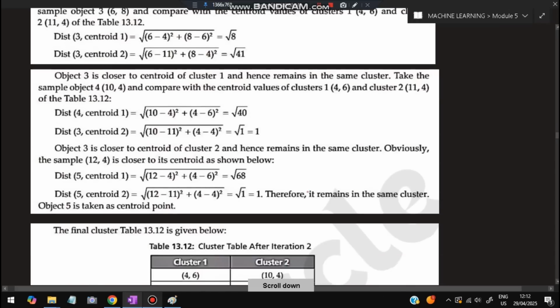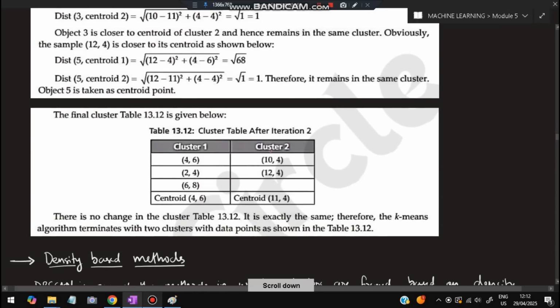When we do that, we'll be able to see whichever is closest. In cluster 1 these are the closest, and in cluster 2 these are the closest. So we'll get our final clusters, cluster 1 and cluster 2, with the following points. Okay, this is the k-means algorithm.